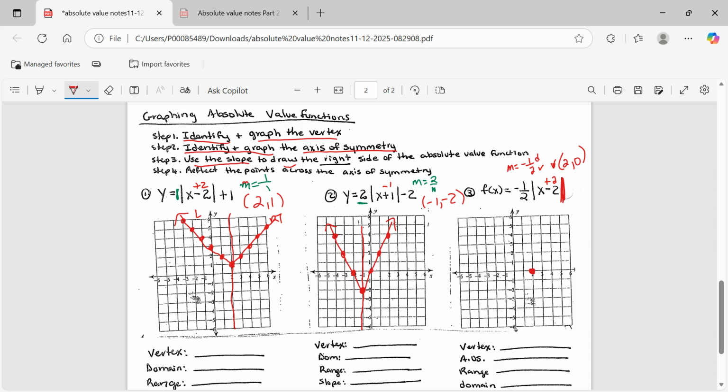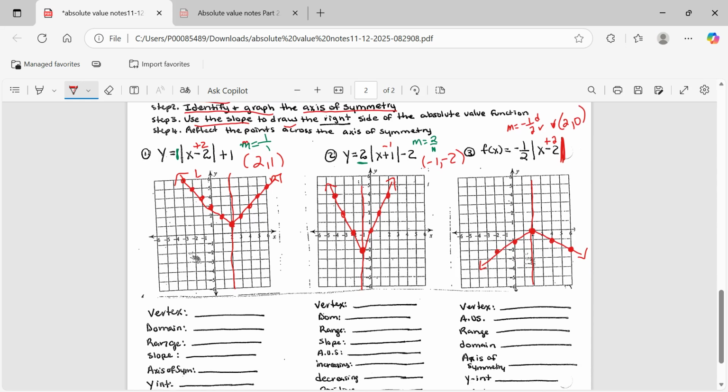And then step 2, draw my axis of symmetry. And then I am going to follow the slope, which says to go down 1, right 2. Down 1, right 2. Ooh, this negative tells me this is going to open downwards. So after I've done the right side, I'll do the left. Down 1, left 2, down 1, left 2. Is it symmetrical? Do I have my V? Absolutely. There you go. That's my function.